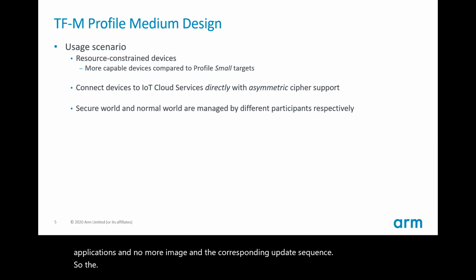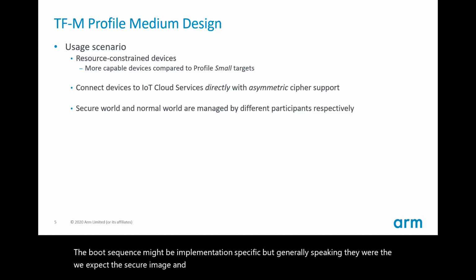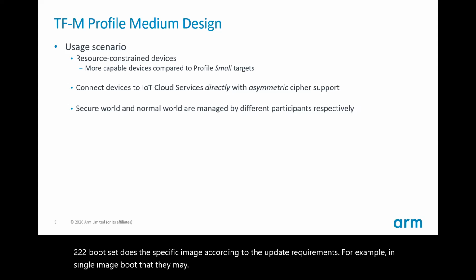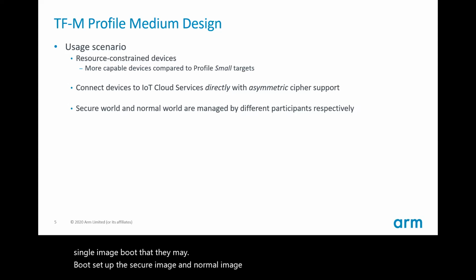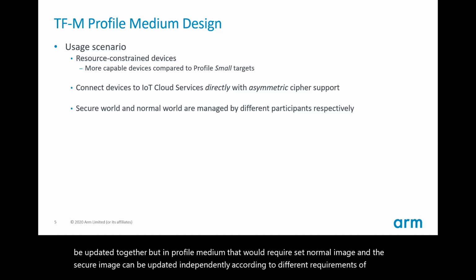So actually the boot sequence might be implementation specific, but generally speaking, we expect the secure image and normal image will be updated independently, and in the boot sequence, the bootloader may be able to boot the specific image according to the update requirement. For example, in single image boot, the secure image and the normal image are combined together, so the image can be updated together. But in profile medium, we recommend that the normal image and the secure image can be updated independently according to different requirements of the secure world and the normal world.